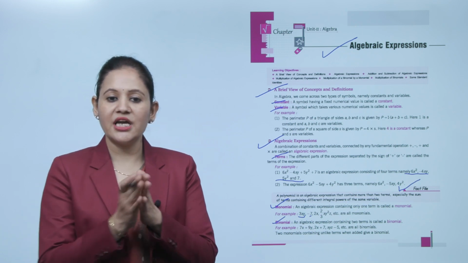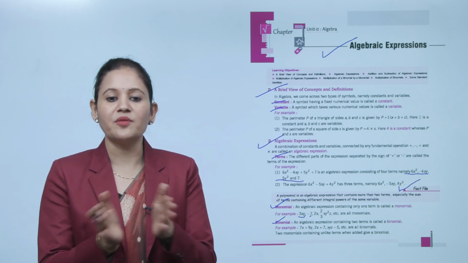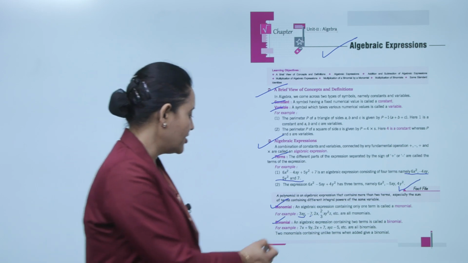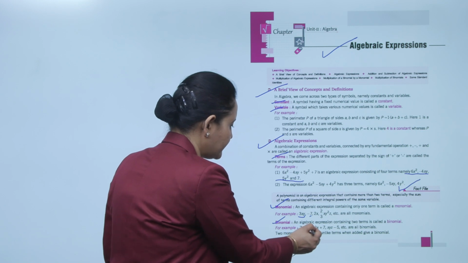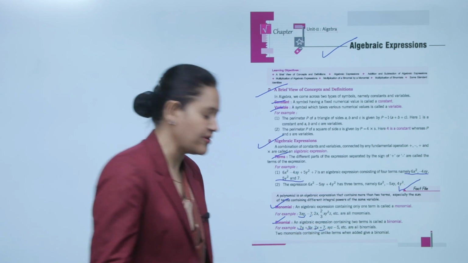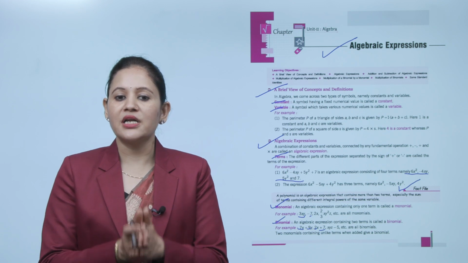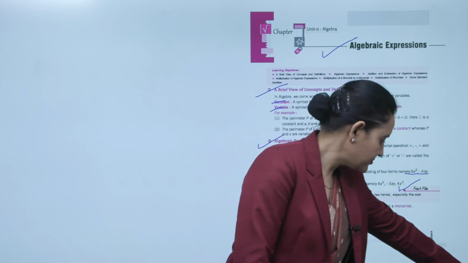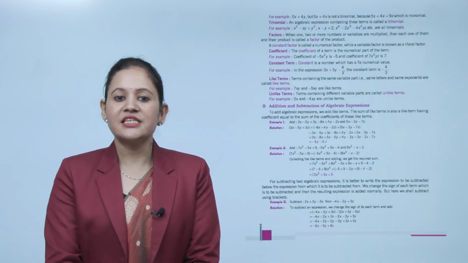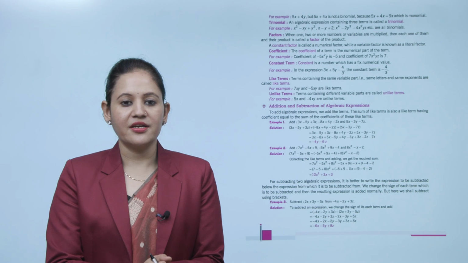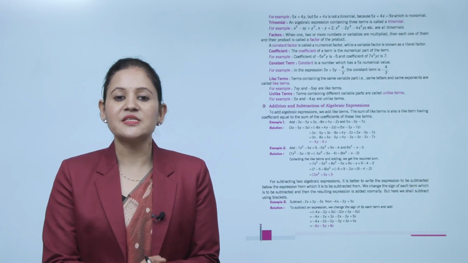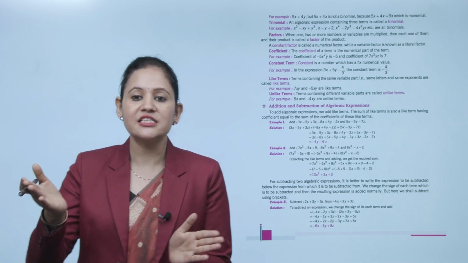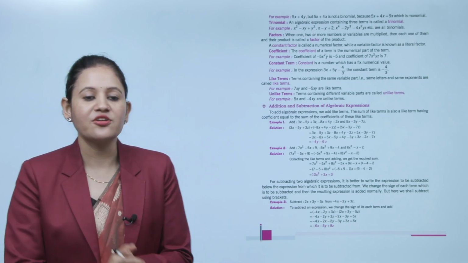Binomial, bi means 2. An algebraic expression containing 2 terms is called binomial. For example, 7x plus 9y, 2x plus 7. So they contain 2 terms. So they are binomials. Clear? 2 monomials containing unlike terms when added give a binomial. For example, 5x plus 4y, but 5x plus 4x is not a binomial because when we add, what will it become? 9x, which is a monomial.